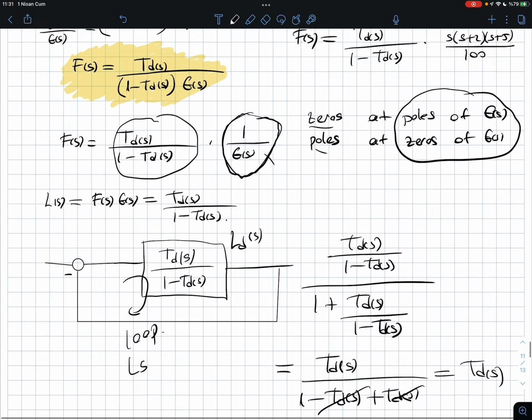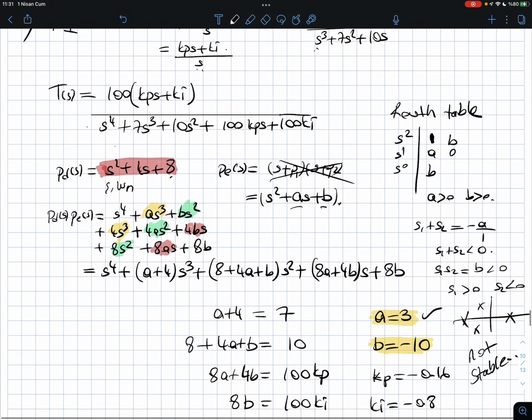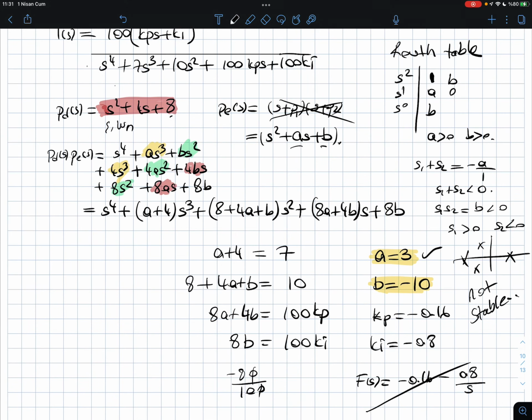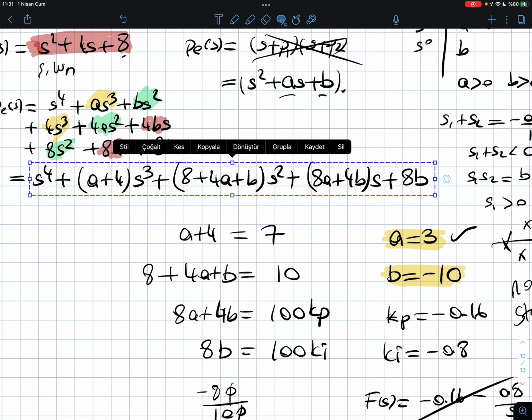Now, I did define a polynomial here. Let me grab this one.